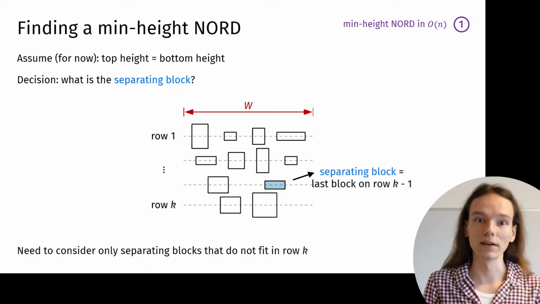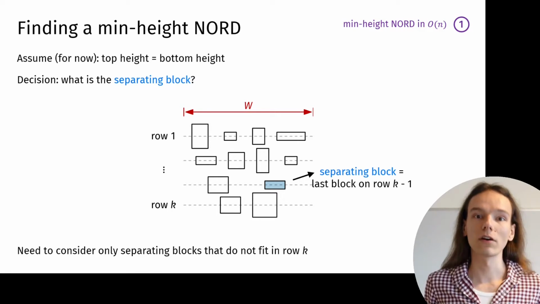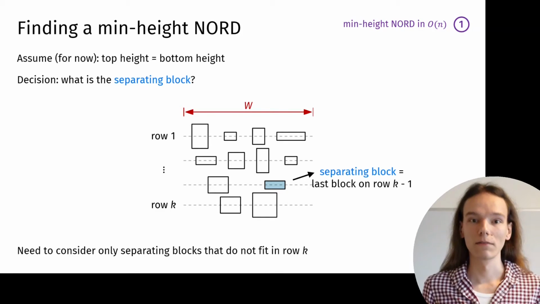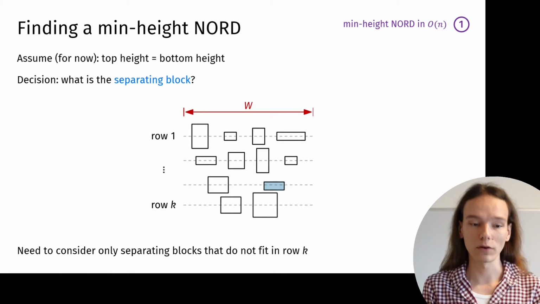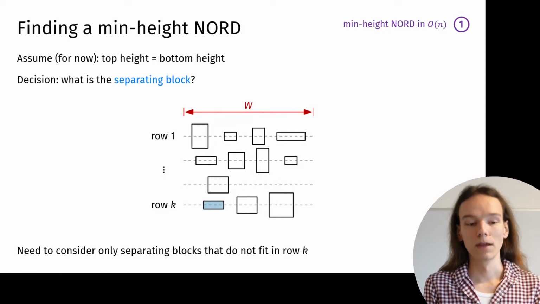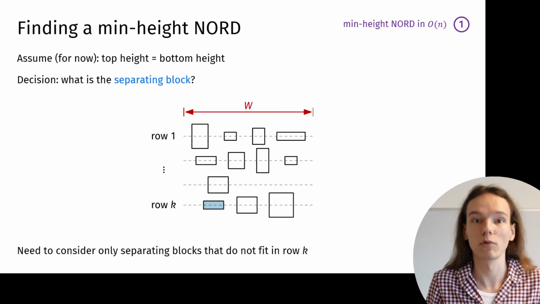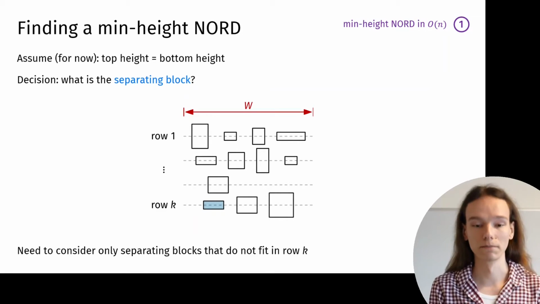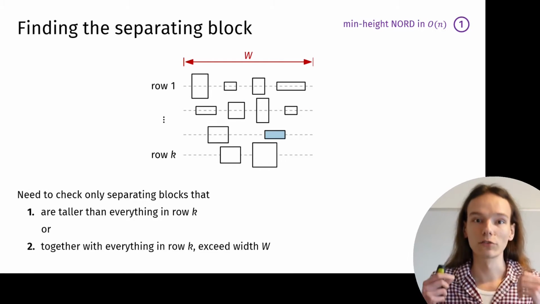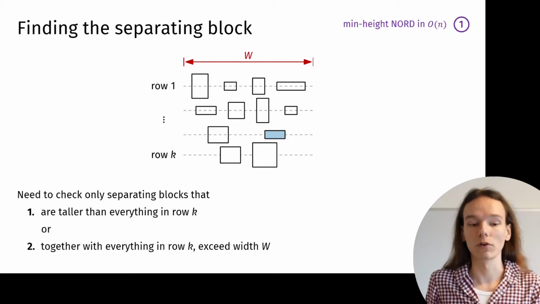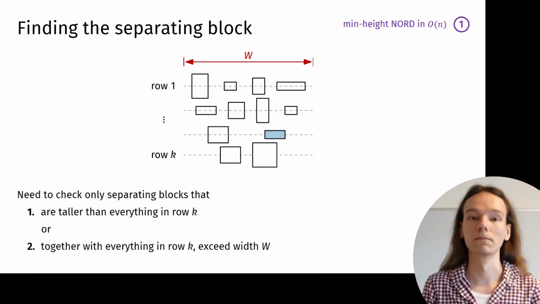And the crucial insight here is that we need to consider only these separating blocks that wouldn't fit on row k anymore. At least not without increasing the drawing height. Because, for example, in this drawing here, I can take that separating block and it fits on row k. But then I could just as well have taken the previous block as a separating block, because this didn't increase the drawing height. So to be precise, we need to check only these separating blocks that are taller than everything in row k, or that together with everything that was already in row k would exceed the width of the drawing.